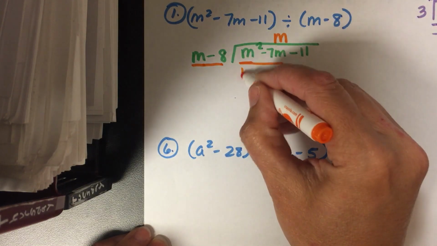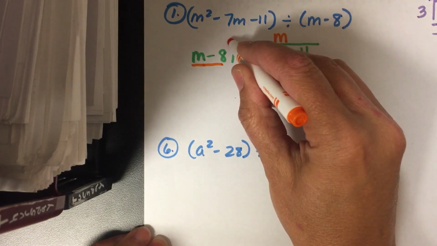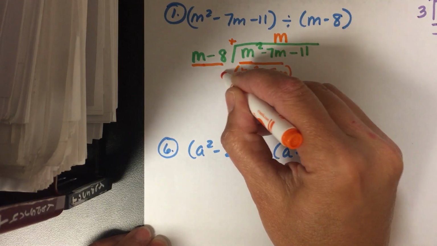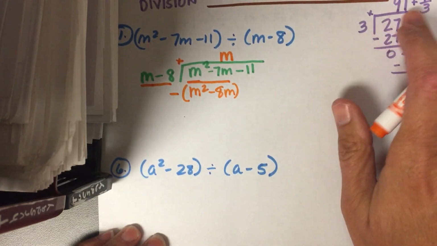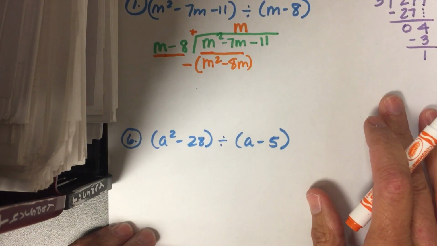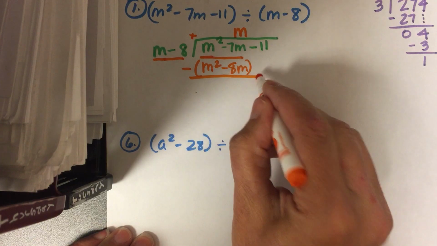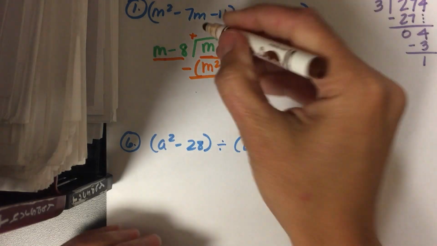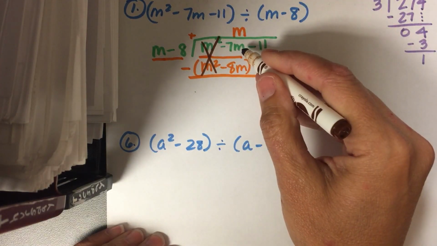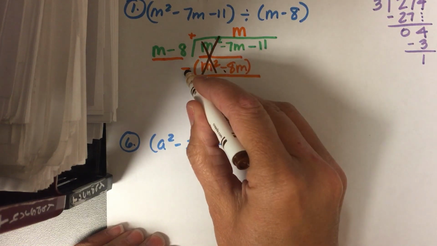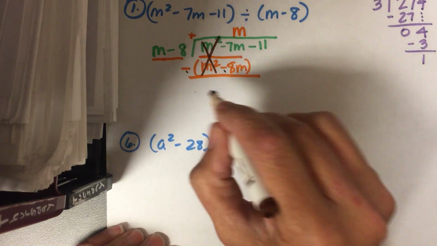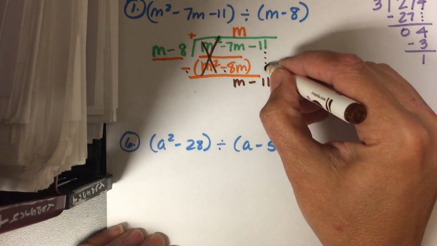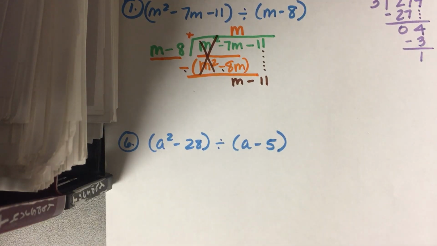m times m is m squared. And remember, this is multiplication. And m times negative 8 is negative 8m. Just like we did over here, you multiply, and then you subtract. So I'm going to subtract here. m squared minus m squared cancels out. Then I have negative 7m minus negative 8m. That becomes a positive, so negative 7m plus 8m, which is m. I end up with m, and then I bring down the 11, so m minus 11.